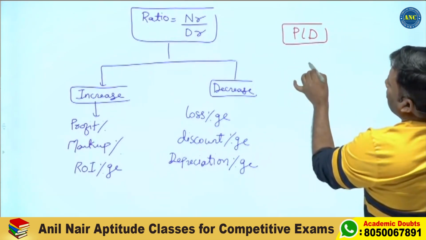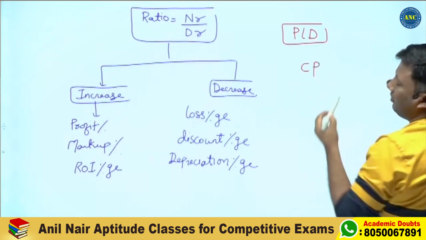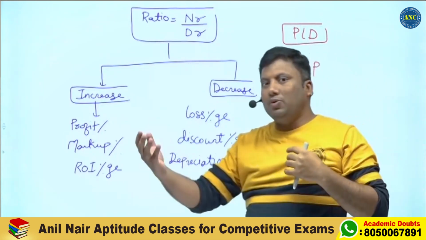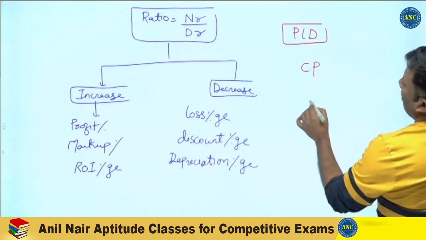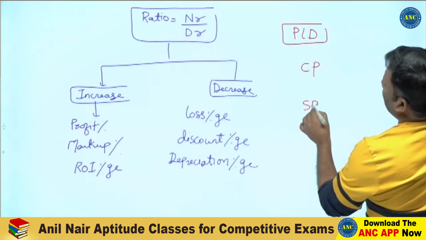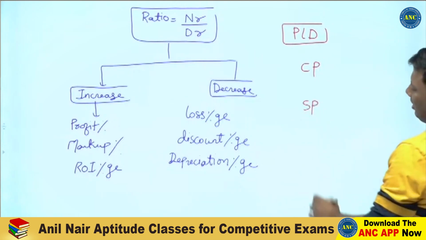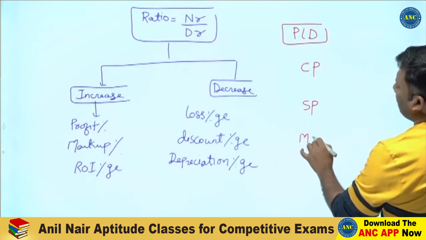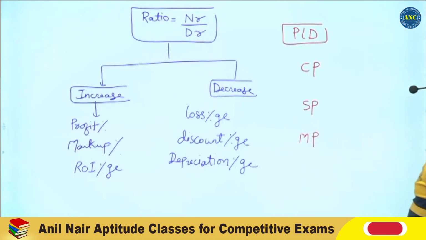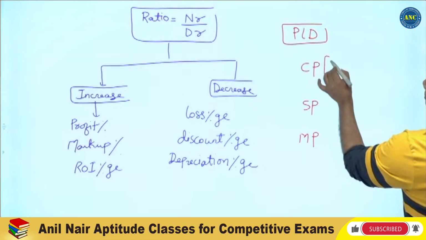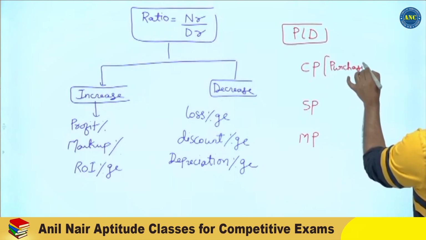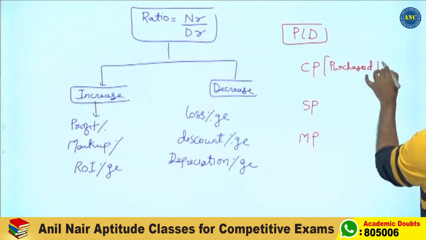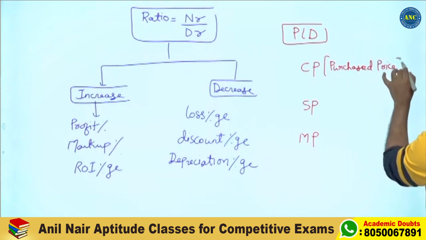The price at which I purchased the product, which is cost price. I went to a shop and purchased the product, which is cost price. The price at which I sold the product, which is the selling price. What is the price marked on the product? What is cost price? The purchased price, the price at which I purchased the product.